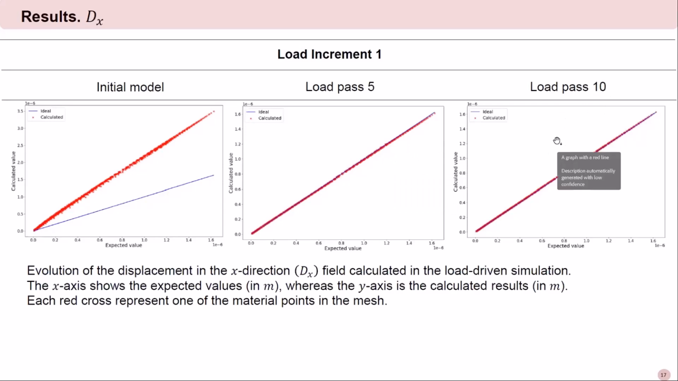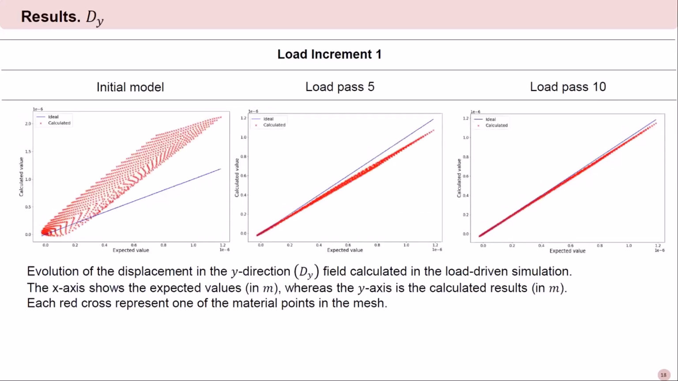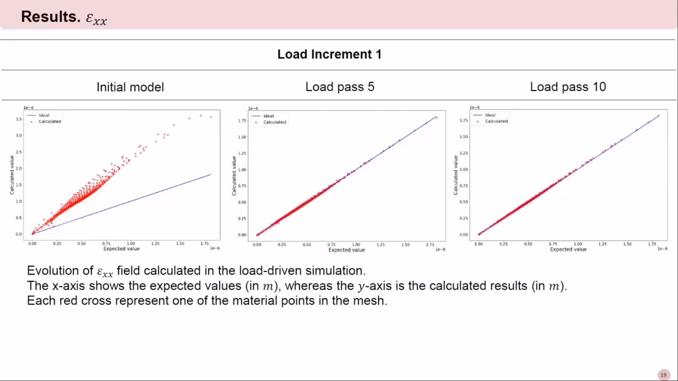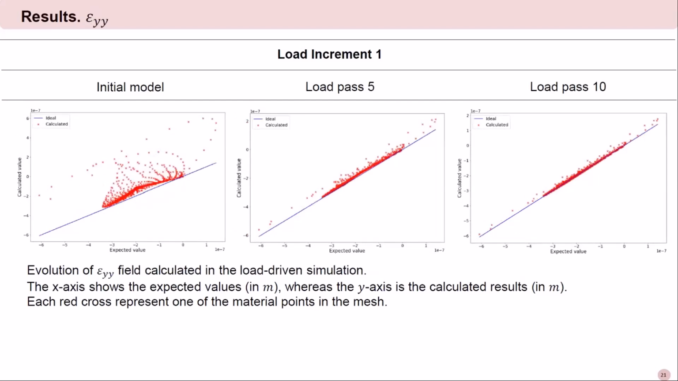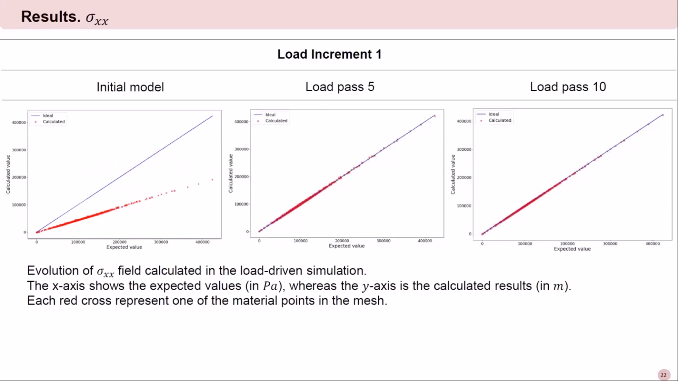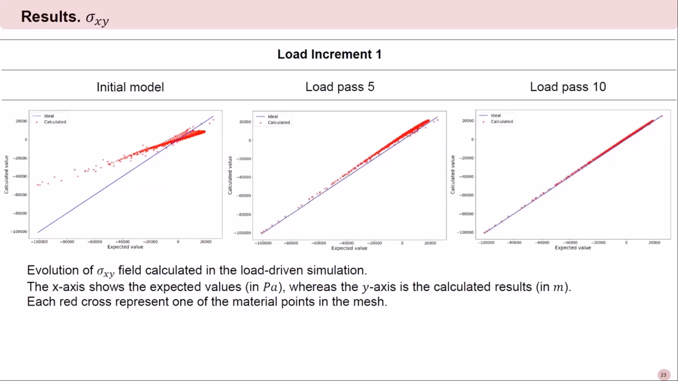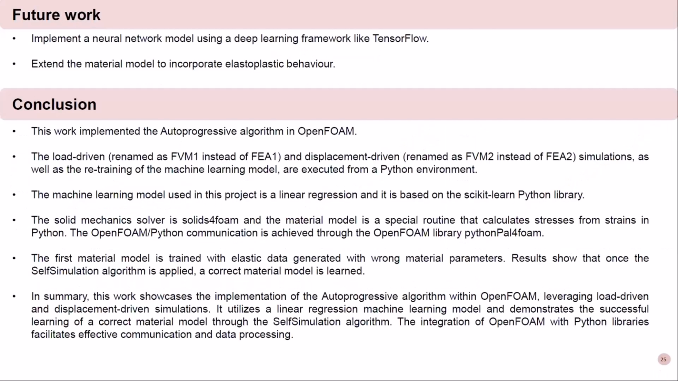And if I keep checking the rest of the variables, it's the same. These are the results for the displacement in the Y direction. Again, they are really improving over time. These are the results for epsilon XX, epsilon XY, epsilon YY, and always the initial guess is really poor, but then over time it really improves. And the results for the 3 components of stress: sigma XX, sigma XY, and sigma YY.